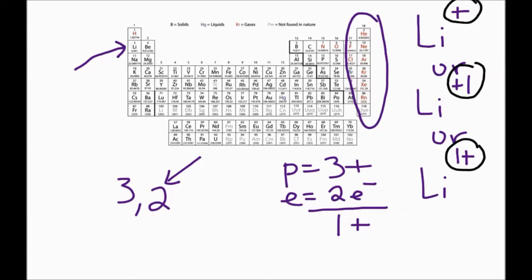Because it has a positive charge, lithium is a cation. In fact, almost all metals will be cations. So everything to the left of this staircase is going to be a cation.